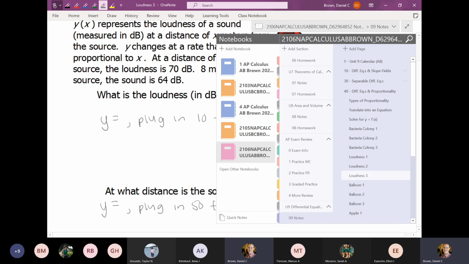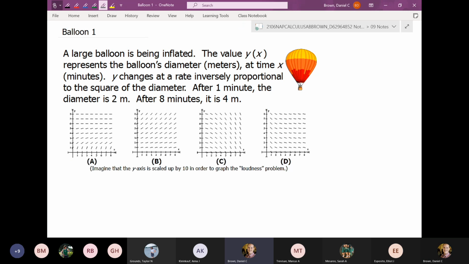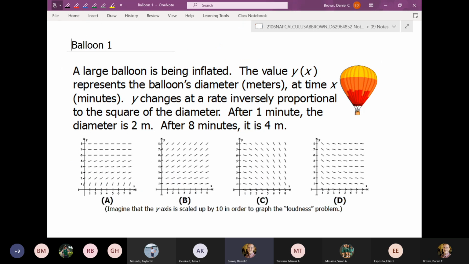So we're going to do one more example, and then that's where I'm going to stop for today. Which one do I like better? We'll do the balloon one. So we have a large balloon being inflated. You could probably just stop there and eliminate some of your choices. This balloon is being inflated, it's getting bigger. The value of y is representing the diameter. The x is representing the time as this balloon's being inflated.